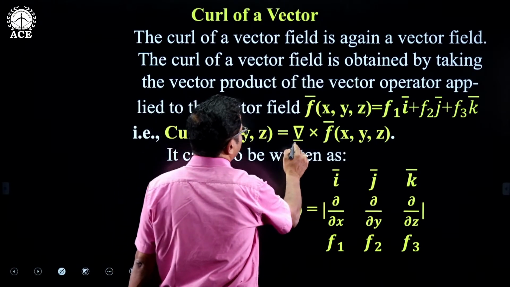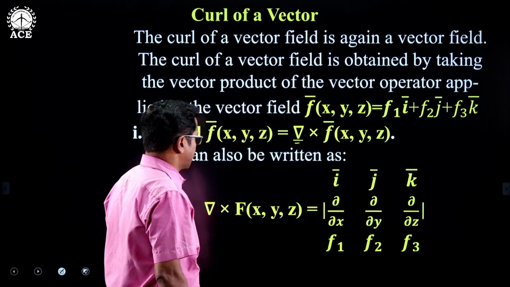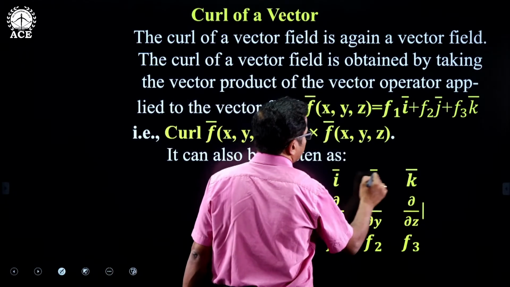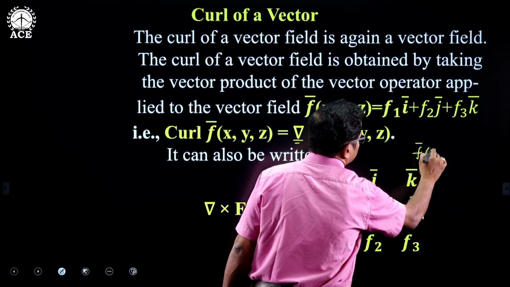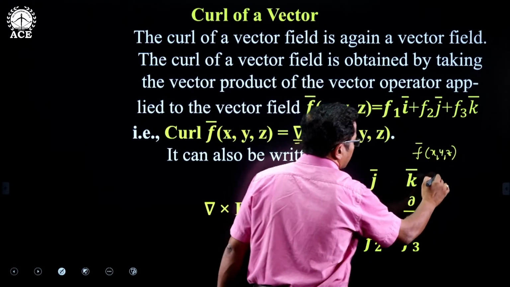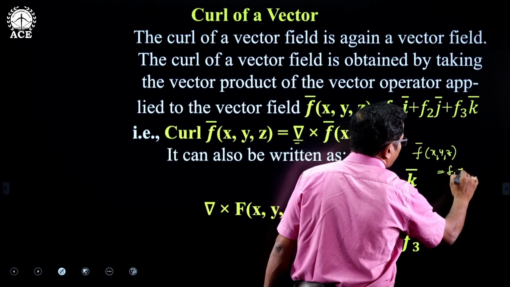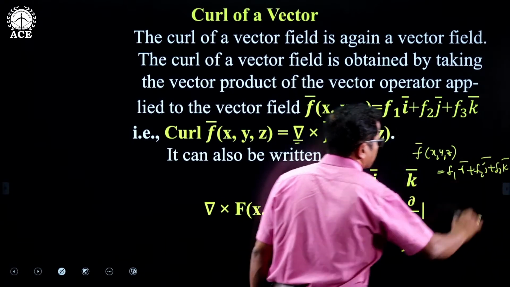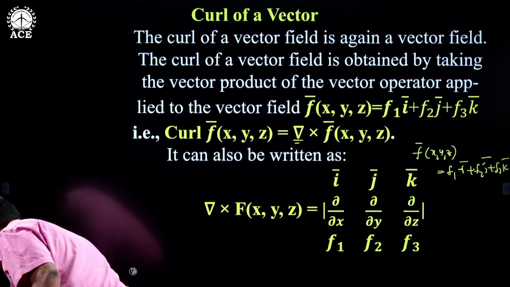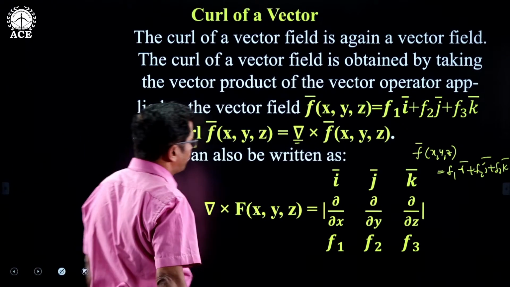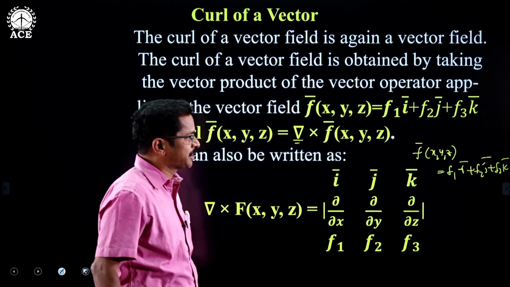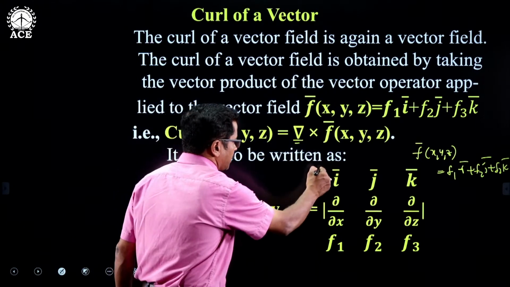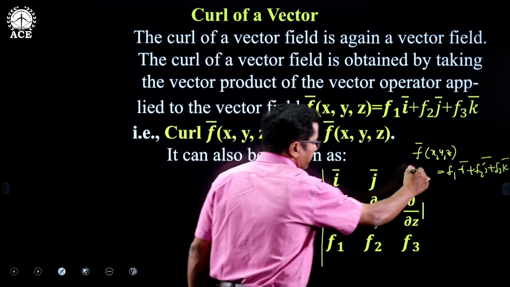So here it is del cross f bar of x, y, z. Here f bar of x, y, z is taken as f1 i bar plus f2 j bar plus f3 k bar. If I take f bar equals f1 i bar plus f2 j bar plus f3 k bar, then del cross of that is taken like this.